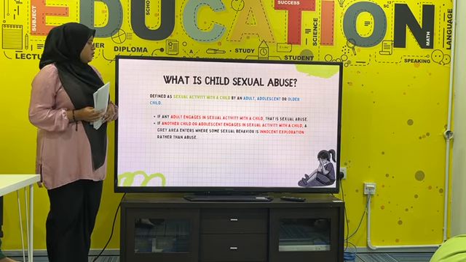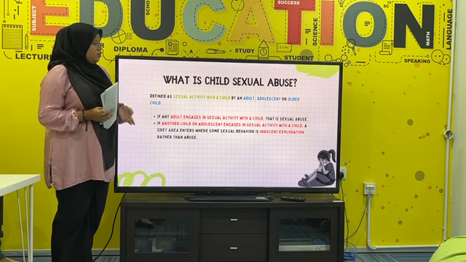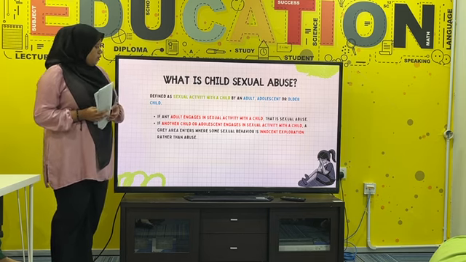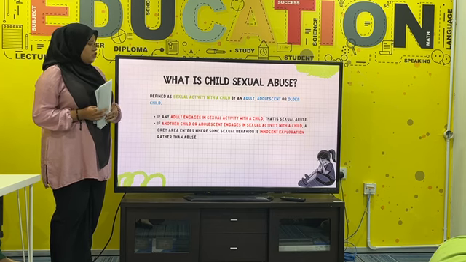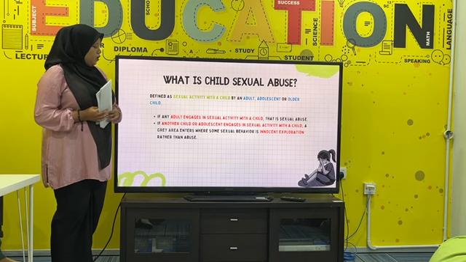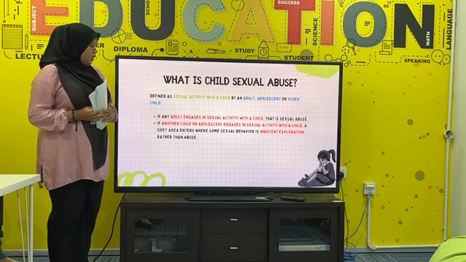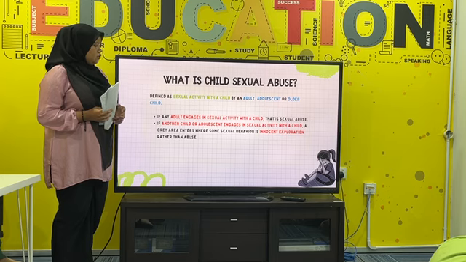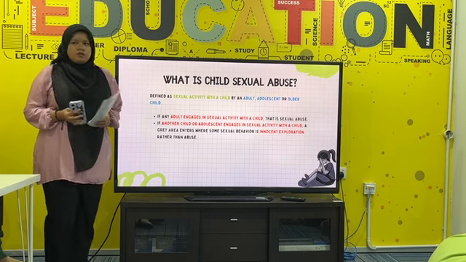Child sexual abuse is defined as sexual activity with a child by an adolescent or older child. If any adult engages in sexual activity with a child, that is sexual abuse. If another child or adolescent engages in sexual activity with a child, a grey area enters where some sexual behavior is innocent exploration rather than abuse.